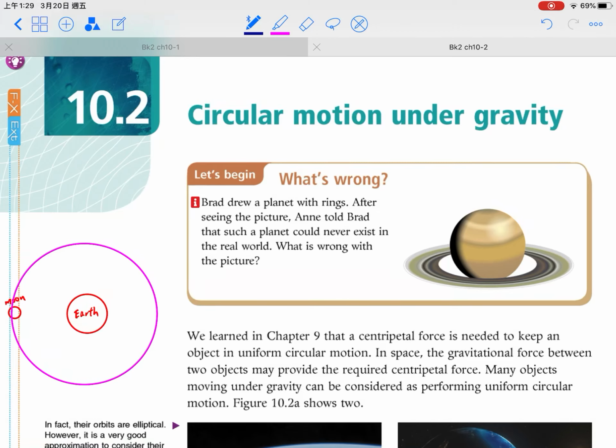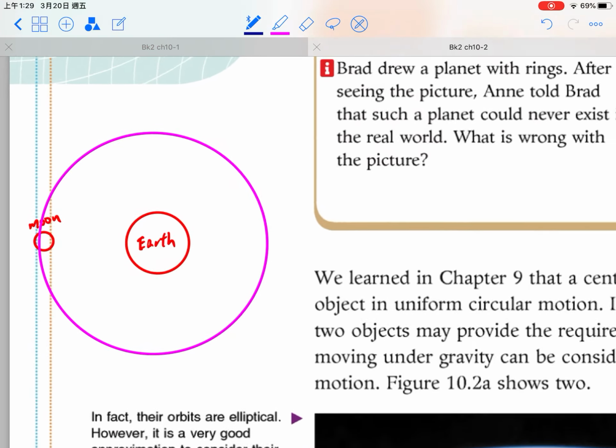Hi, welcome to chapter 10.2, Circular Motion Under Gravity. In this chapter, we apply the knowledge of chapter 10.1 and also chapter 9.